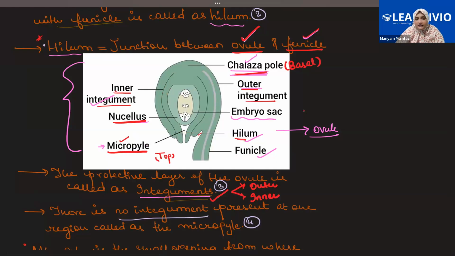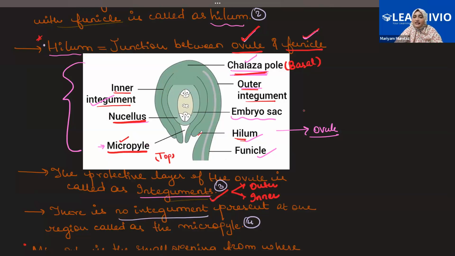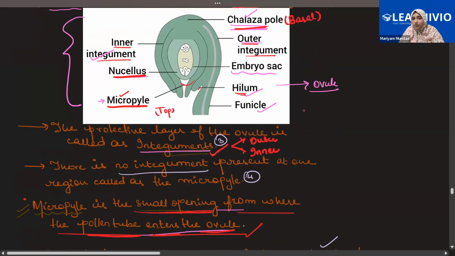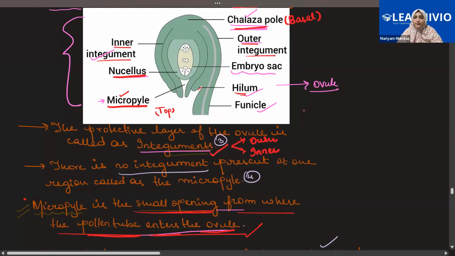Now, do you see these layers? One layer, two layer, right? Do you see these structures? So these are the integuments. Integuments are the protective layer. So there is the presence of an outer integument and then there is an inner integument. So two integuments are there that are responsible for protecting it. But do you see how there is a point in the whole entire ovule which has no integument at all? That point is called as the micropyle. It is sort of like a pore. So there is no integument present at one region which is called as the micropyle.